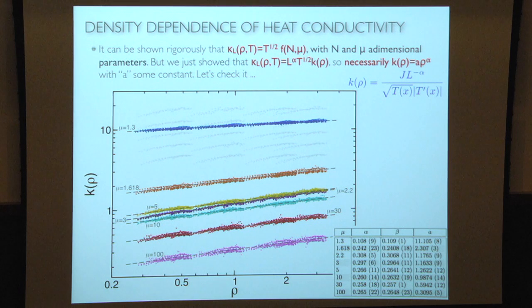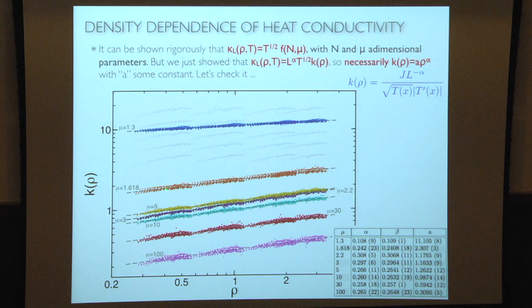So we go to our profiles. We take the current we measure, the L with the correct alpha. We make the discrete derivative of the profile, square root of T, and we test it. And here you have this function k(rho) that you can measure as a function of rho in a log plot. So you see that all of them are power laws, as predicted.